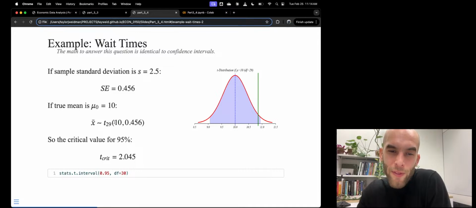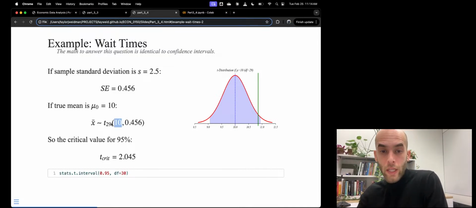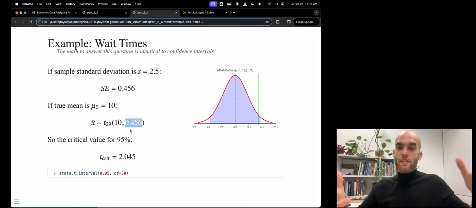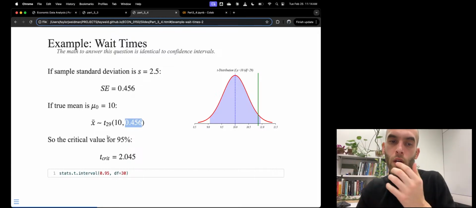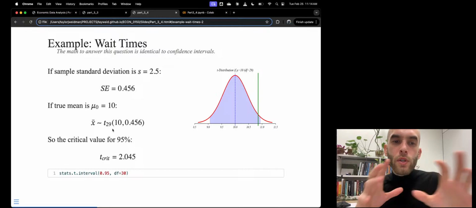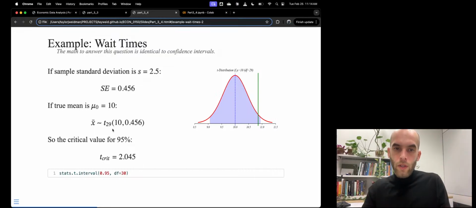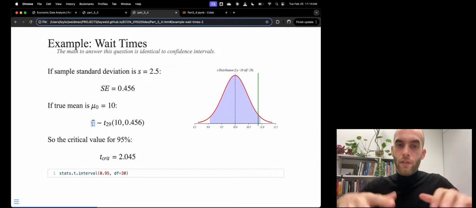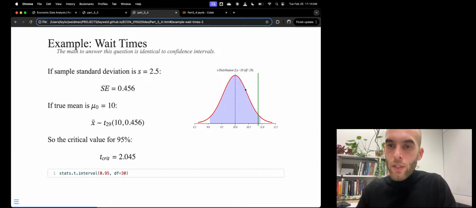So then the t-distribution is centered on the guess here. We've plotted the distribution, and we have a standard error. This is the variability in the t-distribution itself around the guess. So we're saying we're going to assume that the guess is true, and we're going to say that X bar follows this distribution centered on 10. So this is a picture of the distribution here. We've centered the t-distribution on 10.